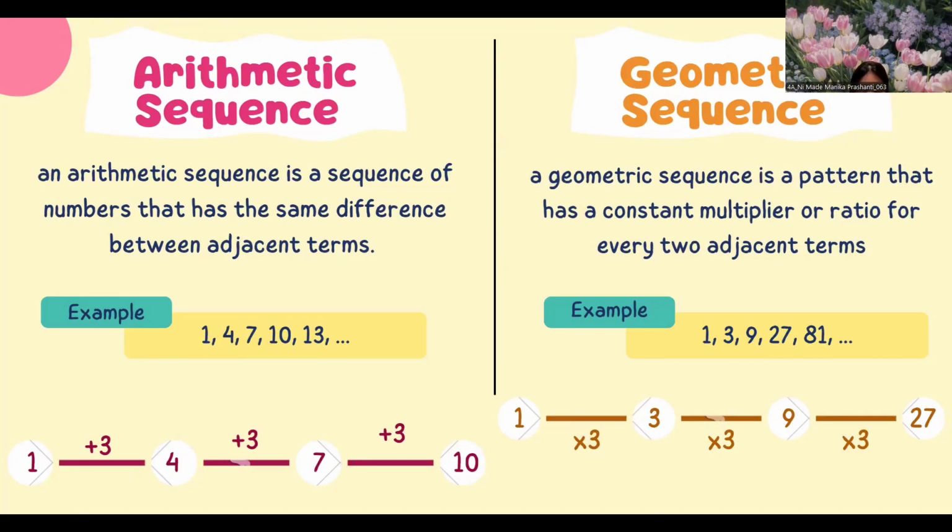Next, a geometric sequence is a pattern that has a constant multiplier or ratio for every two adjacent terms. The ratio in a geometric sequence is usually symbolized by r. For example, we have 1, 3, 9, 27, 81, and so on. Here, the ratio is times 3.